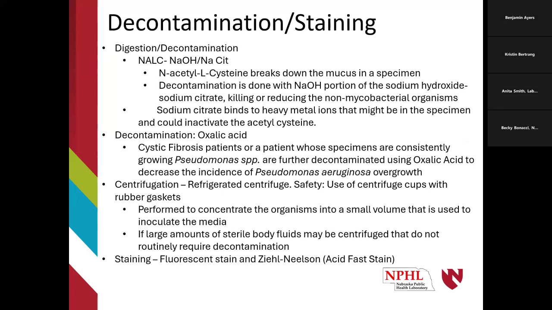And like I said earlier, for staining we have two different types of stain. One is a fluorescent stain, which is auramine. This one is sensitive, but not specific. So anytime we have a positive fluorescent stain, we have to counterstain with the Ziehl-Neelsen. That is our definitive acid-fast stain. It's specific, but unfortunately, it's not as sensitive.